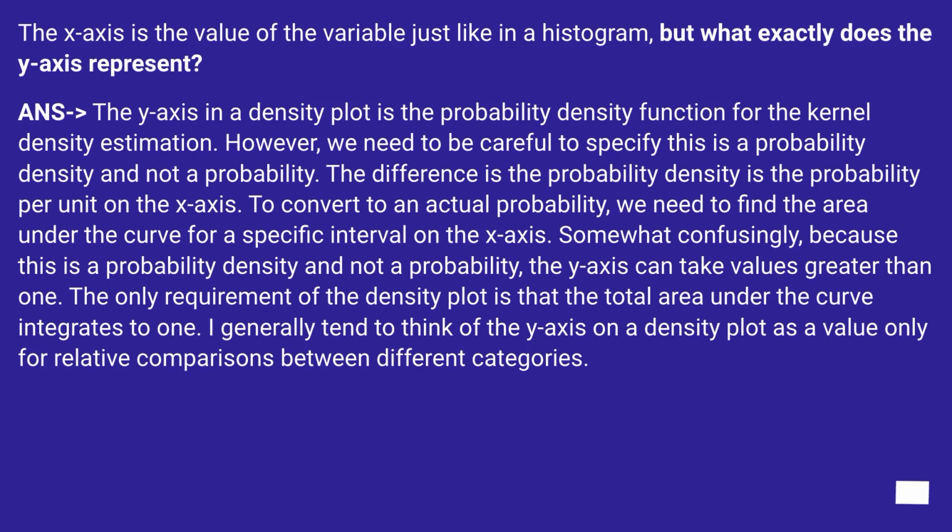The difference is the probability density is the probability per unit on the x-axis. To convert to an actual probability, we need to find the area under the curve for a specific interval on the x-axis. Somewhat confusingly, because this is a probability density and not a probability, the y-axis can take values greater than 1. The only requirement of the density plot is that the total area under the curve integrates to 1. I generally tend to think of the y-axis on a density plot as a value only for relative comparisons between different categories.